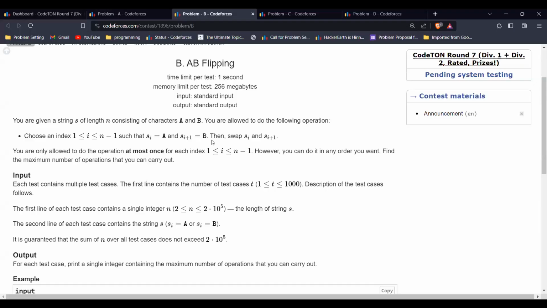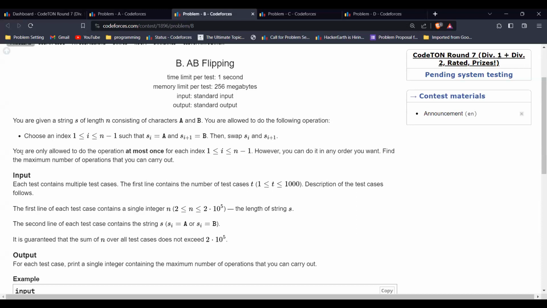In this, we are given that we have a string S of length n consisting of characters A and B. Now you are allowed to do the following operation. Choose an index i between 1 and n minus 1 such that S_i is A and S_(i+1) is B. Then we can swap S_i and S_(i+1).